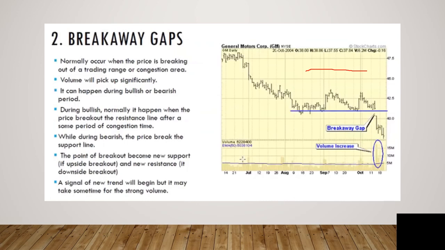While during bearish, the price breaks the support line. So the point of breakout becomes new support if upside breakout, and new resistance if downside breakout. So a signal of a new trend will begin, but it may take some time for the strong volume. So dia akan berlaku lagi signal kat sini, tapi dia kena tengok pada volume kat sini lah, sebab volume kat sini dah ramai seller masuk kat sini, buyer and seller kat sini. Jadi volume tu nak stablekan balik, it may take some time.